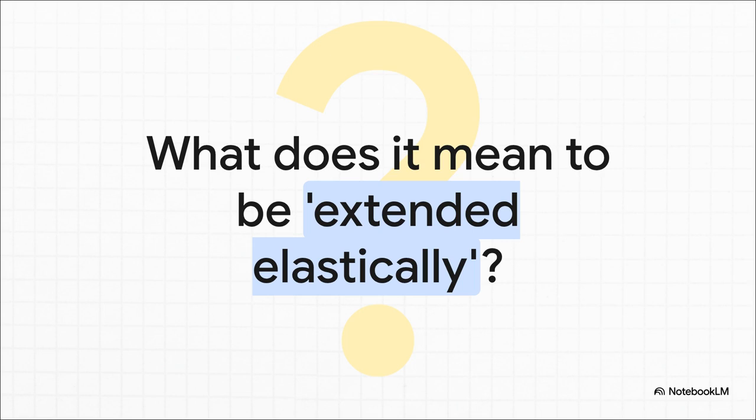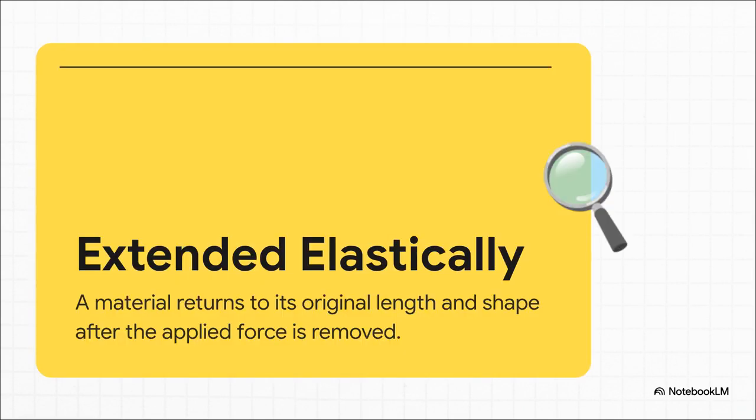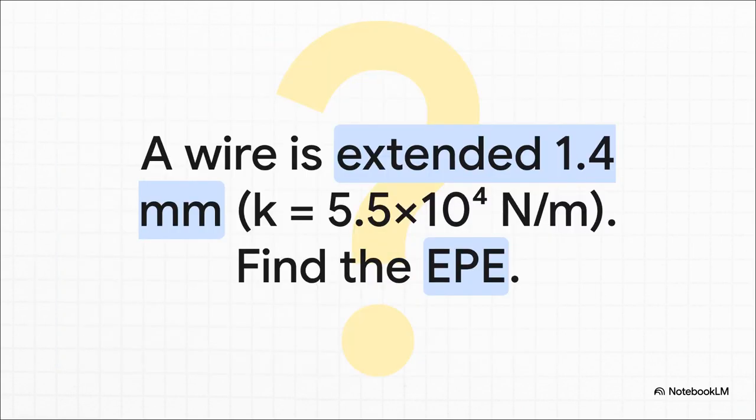All right, before we jump into another calculation, let's do a quick check on the language. You're going to see this phrase a lot, so let's make sure we've got it down. What does it actually mean to be extended elastically? To put it simply, it just means the stretch was temporary. The material was pulled, but it didn't go past its elastic limit. So as soon as you let go of the force, it snapped right back to its original shape, no questions asked.